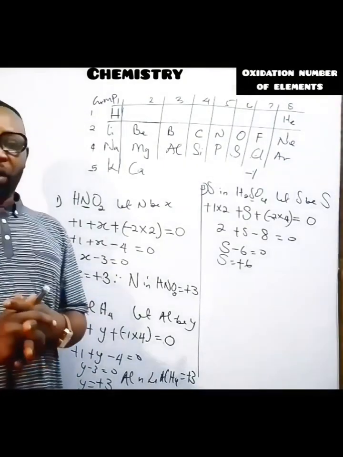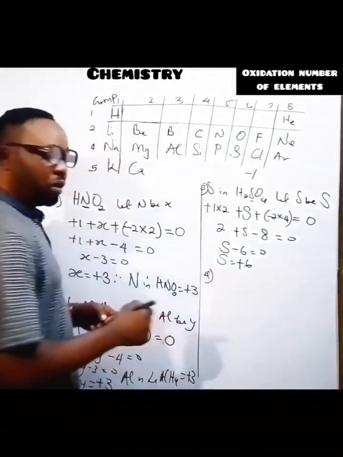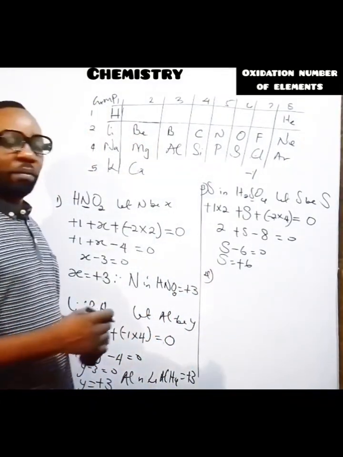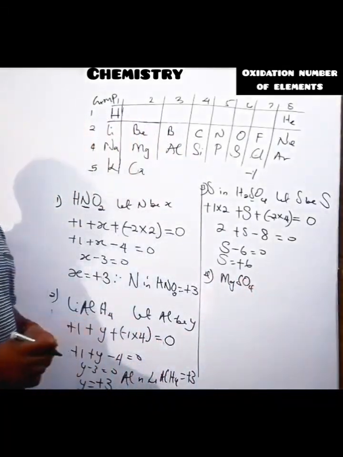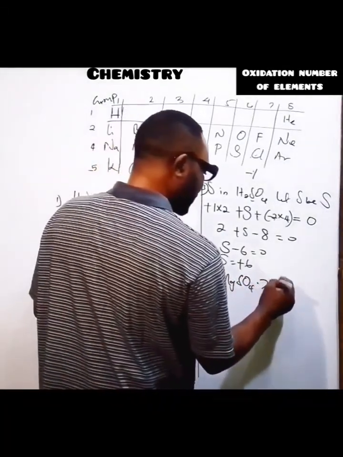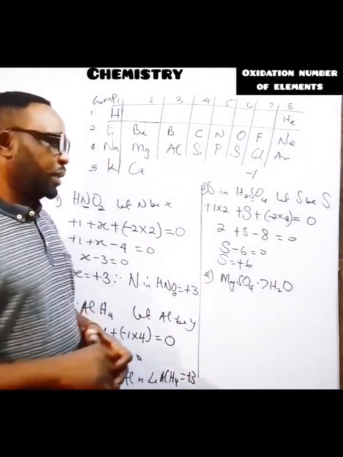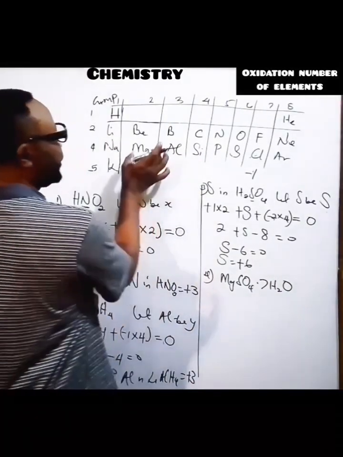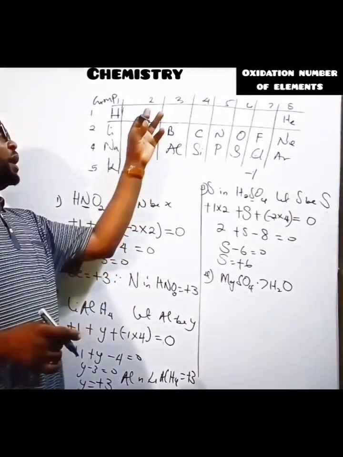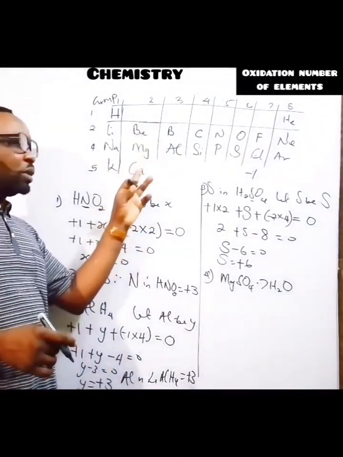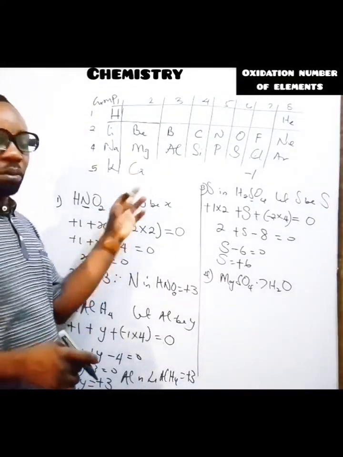Now, another question says that we should find the oxidation number of sulfur in MgSO4.7H2O. This is a hydrated compound. Magnesium is found in group 2, and we have earlier been told that atoms in group 2, in their compound state, have an oxidation number equal to +2.